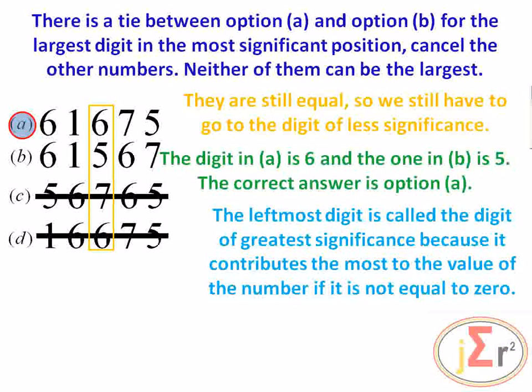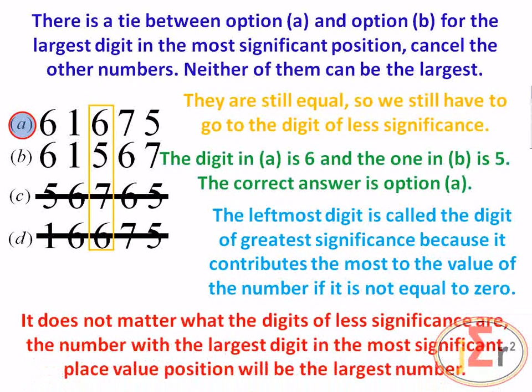The leftmost digit is called the digit of greatest significance because it contributes the most to the value of the number if it is not equal to 0. So if the digit of greatest significance is not equal to 0, then it will contribute the most to the value of the number. It does not matter what the digits of less significance are. The number with the largest digit in the most significant place value position will be the largest number.